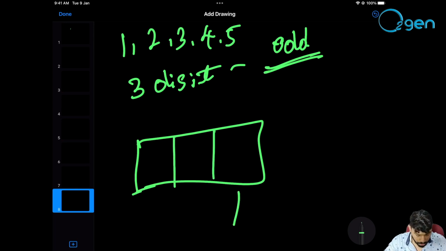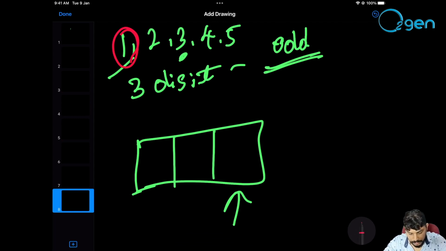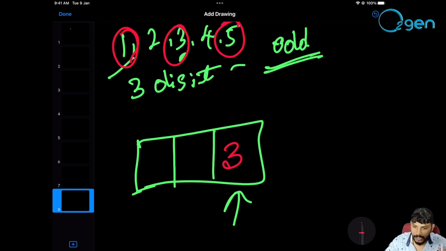So if it is odd, it is not divisible by 2. So for the unit place, we can fill 1, we can fill 3, and also we can fill 5. So how many different choices do we have for the unit place? 3 choices for the unit place.